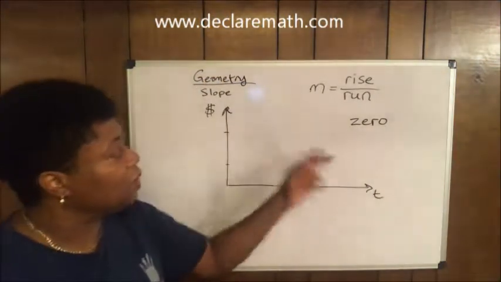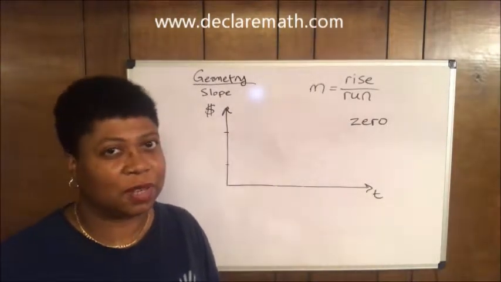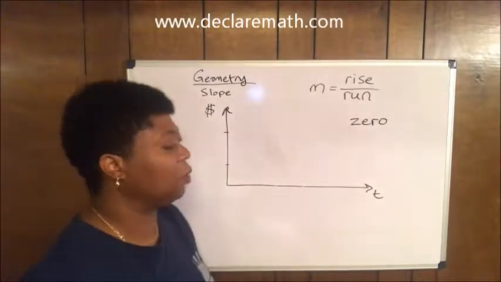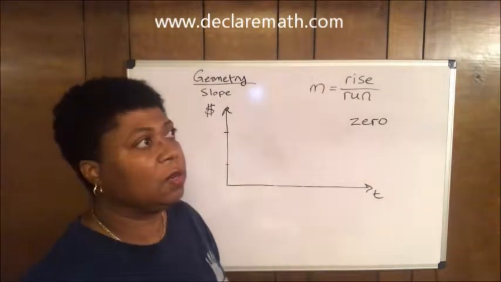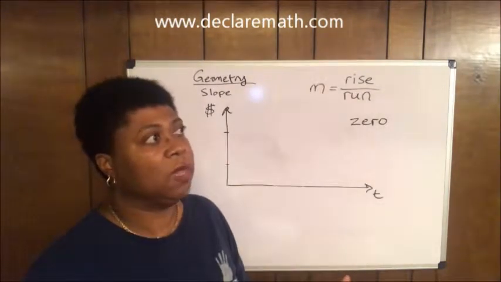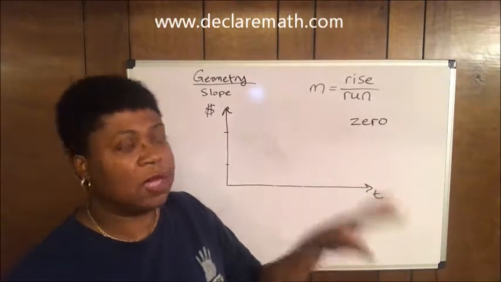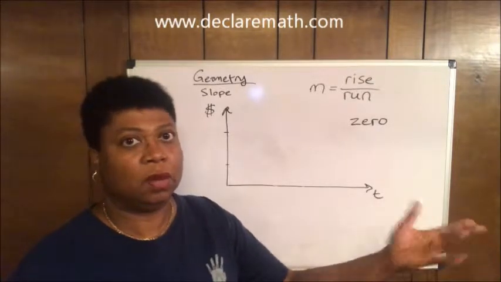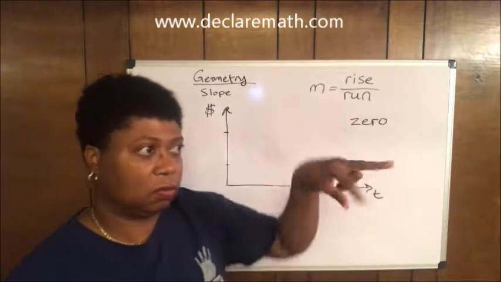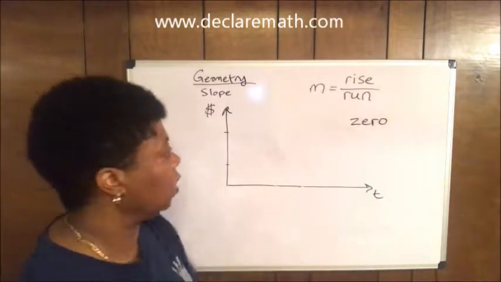Zero. What does it mean to have zero slope? If you think of it in terms of an incline, zero slope means that you're not climbing and you're not declining. You're just moving in one direction. You're just running or walking or whatever, and you're going horizontal.